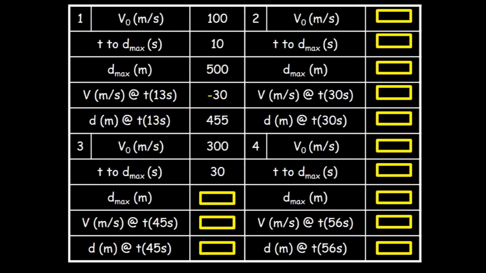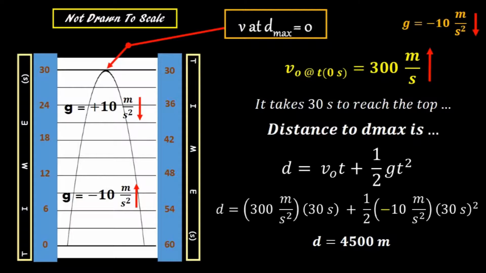Now let's do Dmax. What would Dmax be? V naught T plus 1/2 GT squared. The initial velocity to get to the top is 300 meters per second, correct? That's at 0 seconds. And then you multiply it by 30 seconds, because that's the time it takes to travel to that distance. And then negative acceleration, because going up is negative, times 30 squared, gives 4,500 meters.